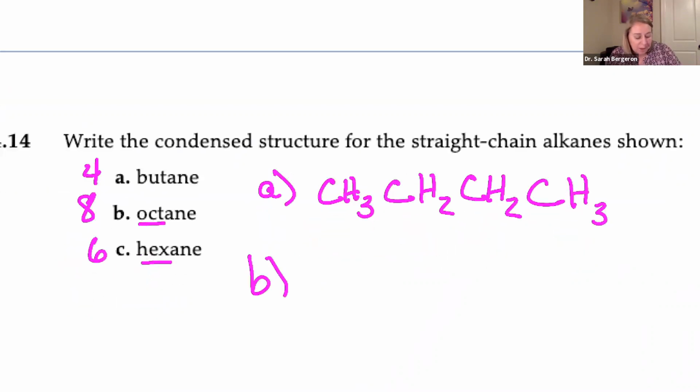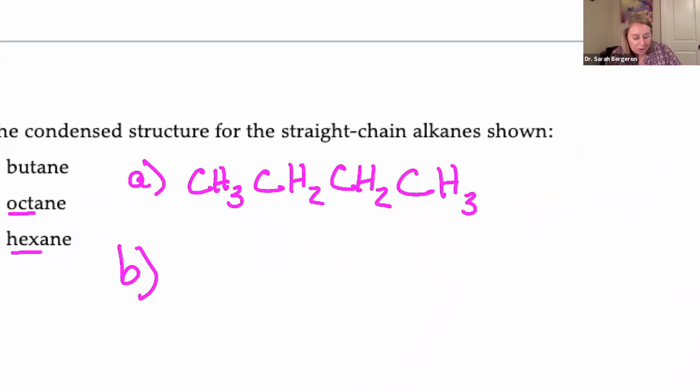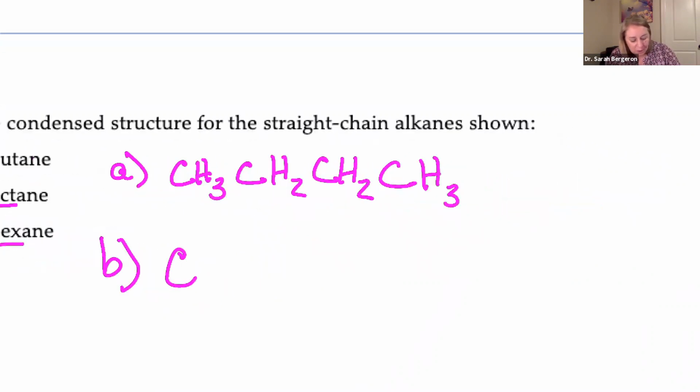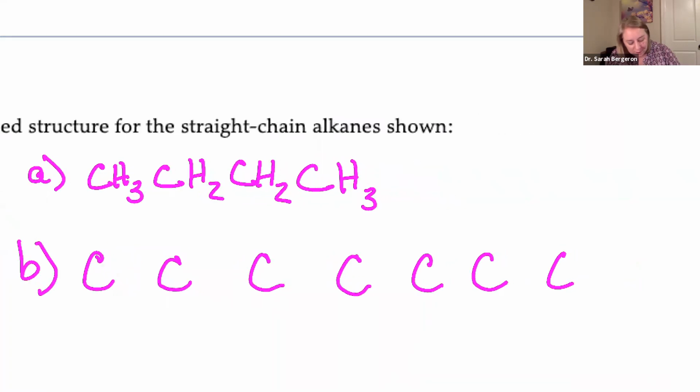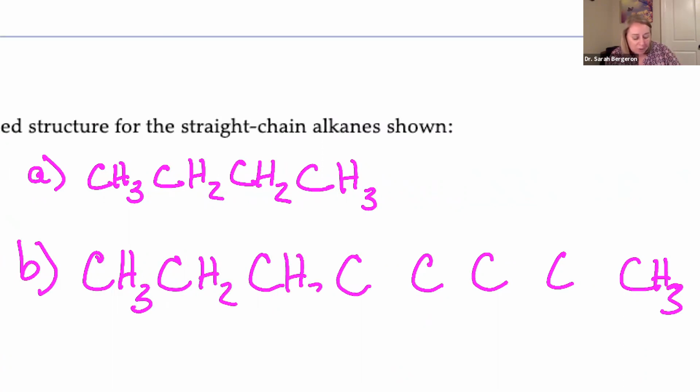All right, B, octane. Oh goodness, I've got to go 8. 1, 2, 3, 4, 5, 6, 7, 8. So remember, on the ends, if it's a straight chain alkane, you give the ends CH3, you give them 3 hydrogens, and then everything in the middle, you give them 2. And then each carbon now has 4 bonds.